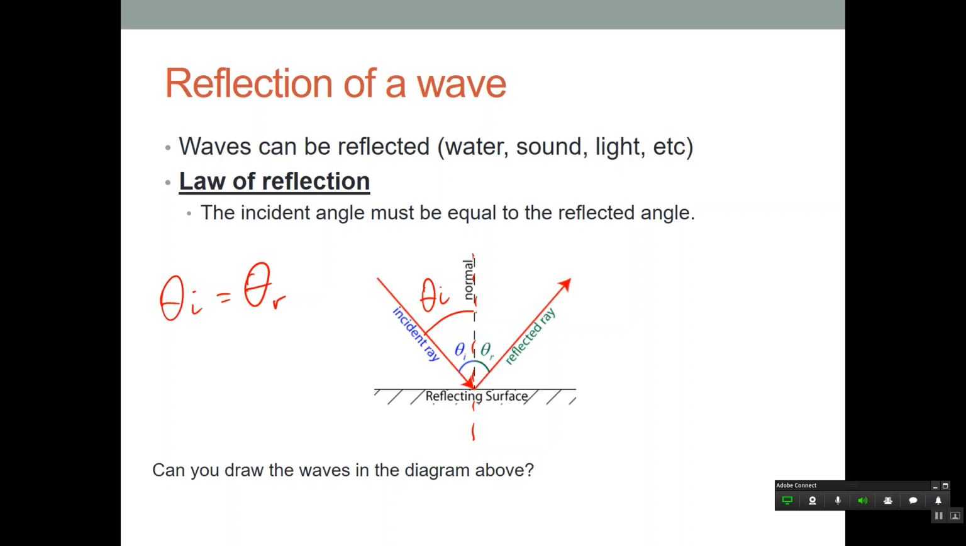I got a question for you guys. Let me erase this so I can have more room. This is an incident ray. I drew it as a line, but in fact, it's pretty much a wave. So let's say I have my wave coming in like this. All right. And then it hits this surface. What is it going to look like when it bounces away?